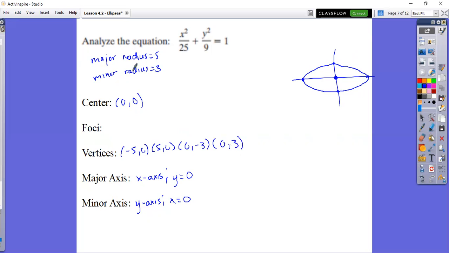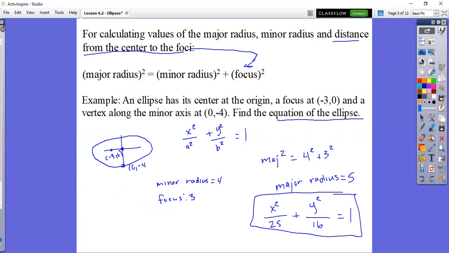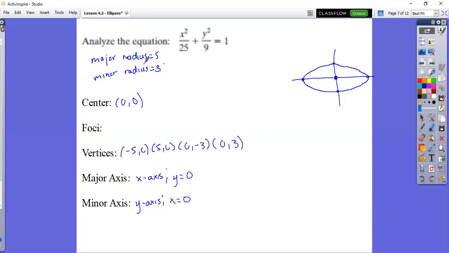So then to find the foci, I can apply that formula that we just had. Sorry, let me go back a couple pages. Major radius squared equals minor radius squared plus focus squared. So in this case, our major radius is 5. So I've got 5 squared equals minor radius squared, 3 squared, plus the focus distance, I'll just call it f squared. So this would be 25 equals 9 plus f squared. Again, we can probably recognize this as a Pythagorean triple. So f would be equal to 4.